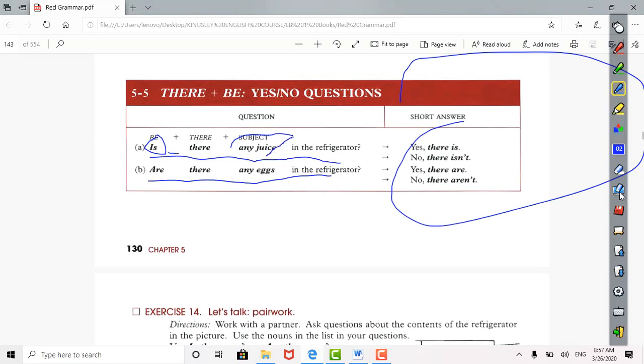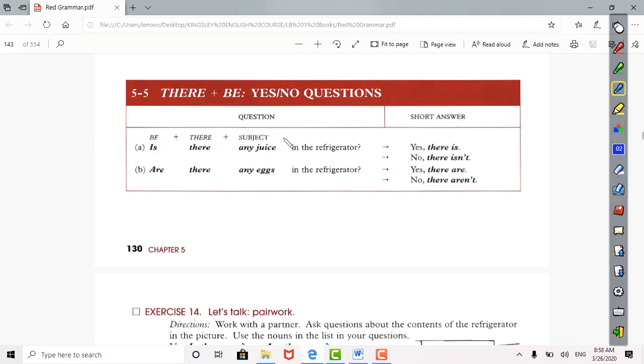Because if it is an uncountable noun as the subject, you still use is. Alright? Because we treat that one as singular, so we use is. Because eggs can be counted, bisa dihitung, we use are, makanya ada s-nya, berarti ini beberapa telur. Okay, so, are there any eggs in the refrigerator?